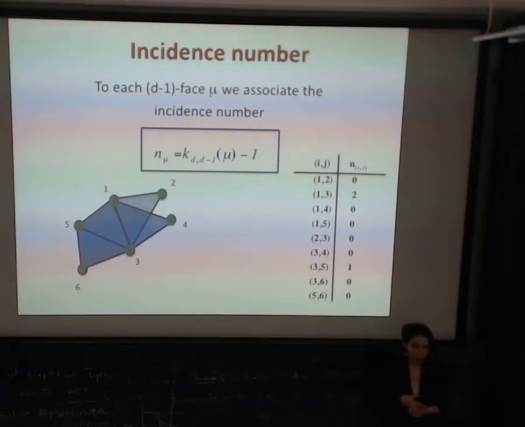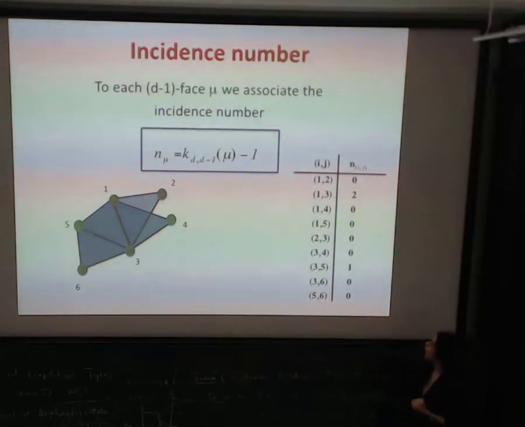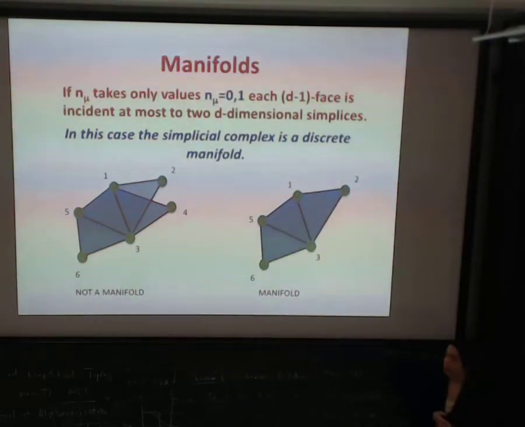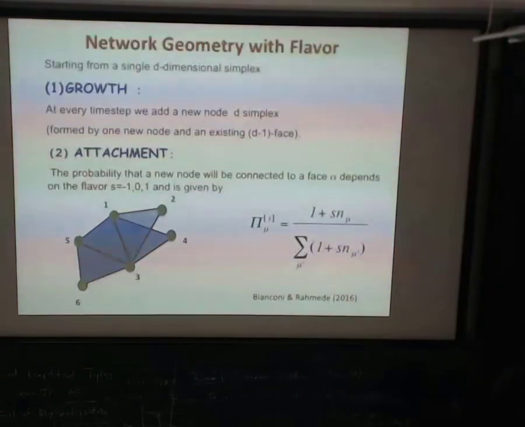For the D-1 faces, we associate the generalized degree minus 1, and we call it the incidence number. And when this incidence number takes only the value 0 or 1, we are sure that we have a manifold. The simplicial complex is a discrete manifold.